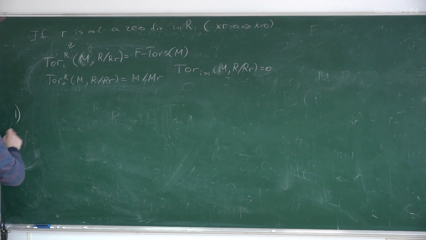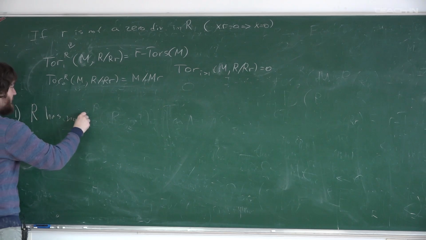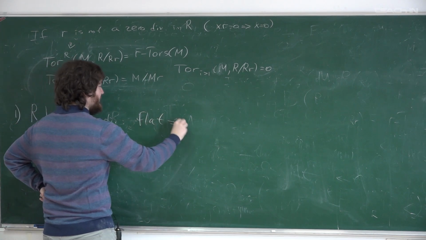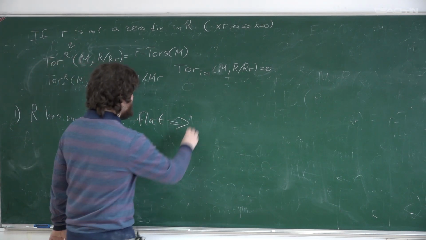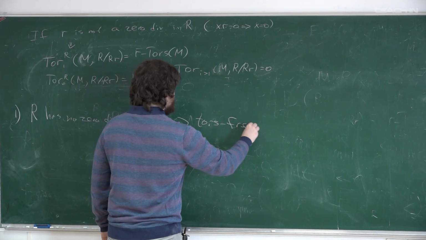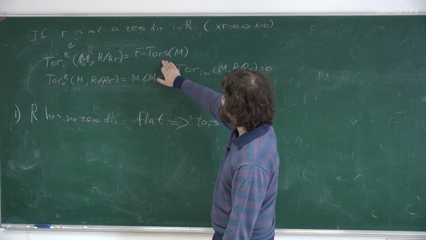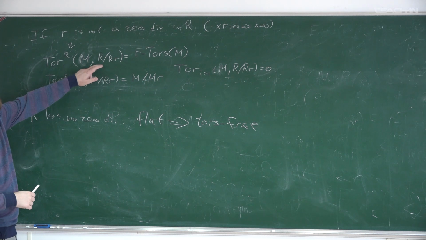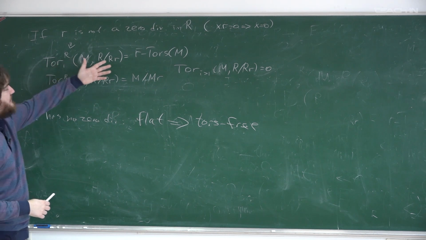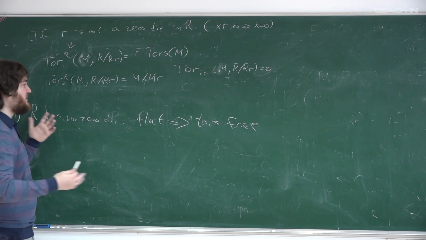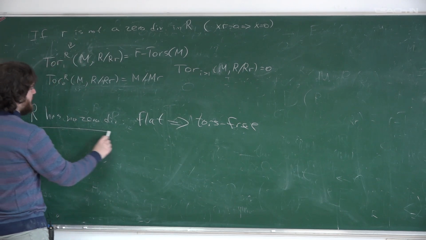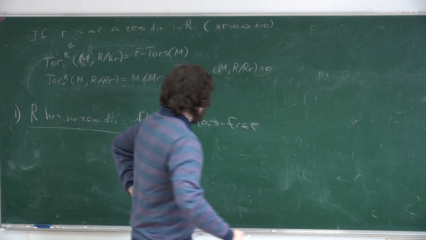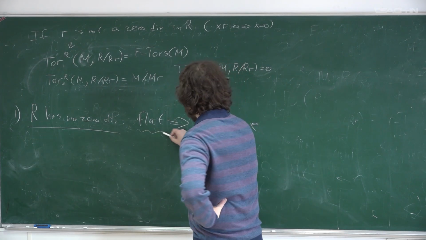Okay, the first one. If R has no zero divisors, then flat implies torsion-free. Yes, it's because of this equality. Because for any element in your ring, you can consider the cyclic module, the first Tor, and if M is flat, it must be 0, and this is r-torsion. So there is no torsion. If it has no zero divisors, it's a more or less sensible assumption. Okay. It's not true in general.